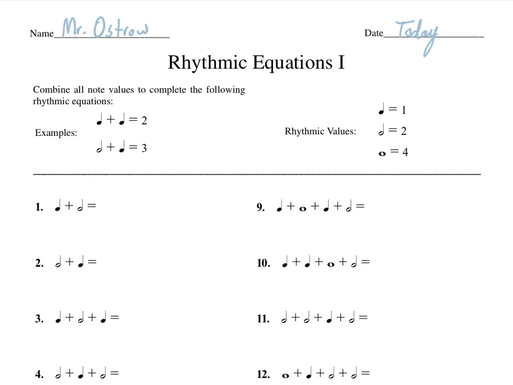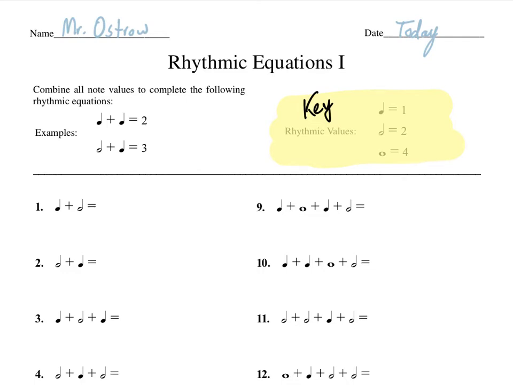It says combine all note values to complete the following rhythmic equations, and then right below it gives us some examples. And you can see here that we have a quarter note plus a quarter note, and it equals 2. Underneath that we have a half note plus a quarter note, and that equals 3. Now what that is showing you is over here on the right. So I'm going to highlight it for you, you don't have to do this. And we're going to call that a key. All of the stuff above the line here is going to be a key. So we are going to reference everything up here in yellow to answer the questions below.